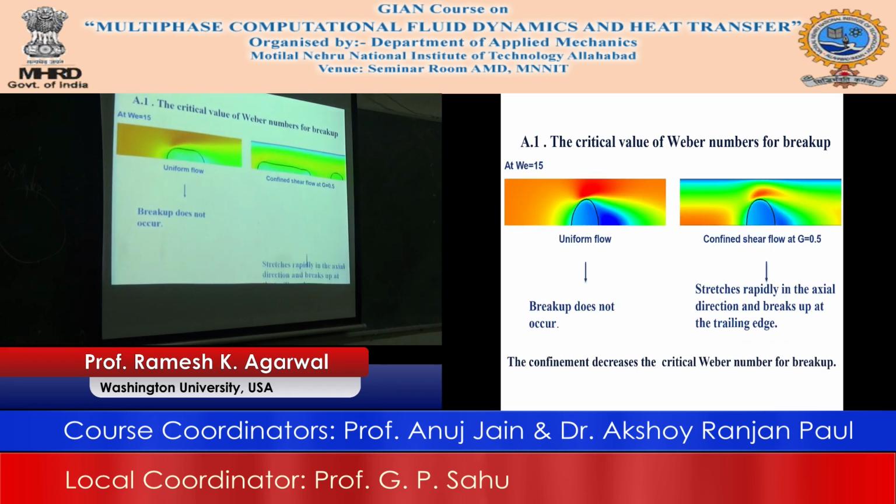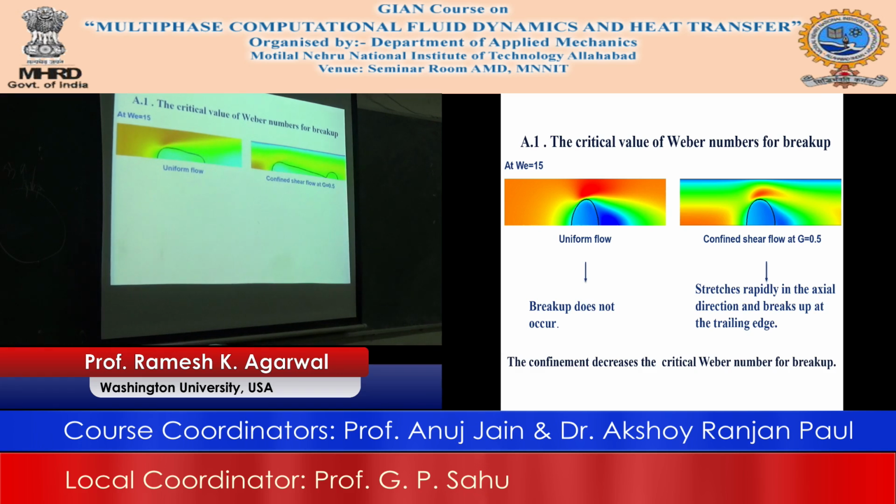Okay. So this basically shows what happens to the droplet in a shear flow and a uniform flow. You can see from this movie that one effect in a shear flow with G equal to 0.5 is that the stretching takes place much faster, and not only faster but much longer than in the case of uniform flow. So it stretches rapidly in the axial direction and breaks up at the trailing edge, and its breakup doesn't occur in this particular case of Weber number of 15.